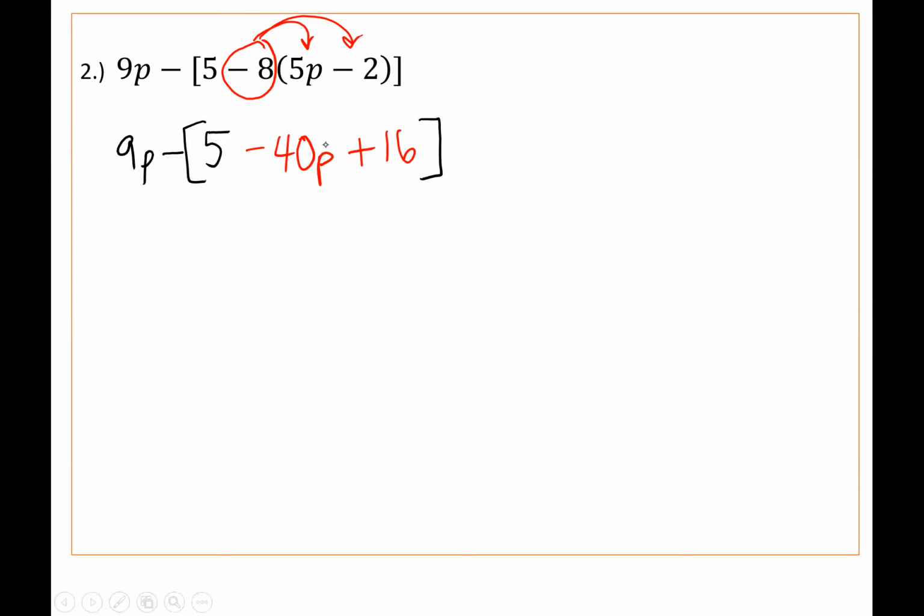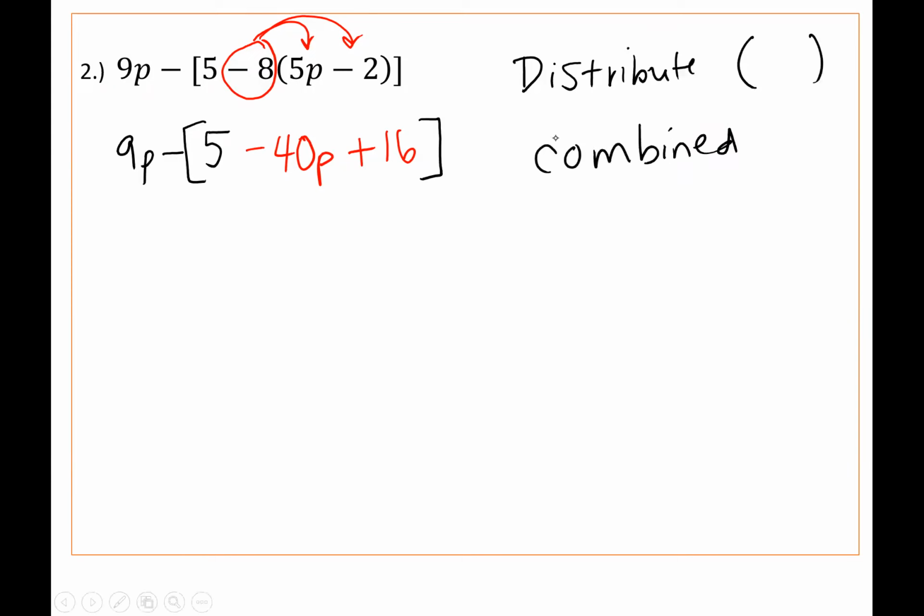Okay, speaking of square brackets, we can simplify here, right? So usually after we distribute, we then get to combine. So we're kind of doing this twice here. So we distributed with parentheses, then we combined. Now we're going to, oh, no, sorry. Now we're going to combine. Sorry about that. So what are we going to combine?